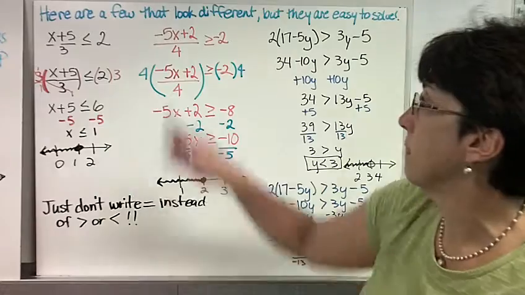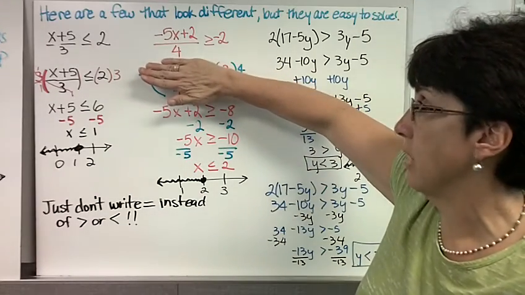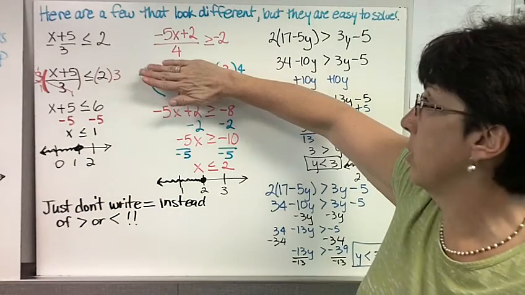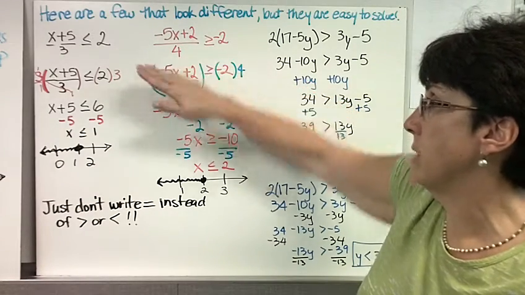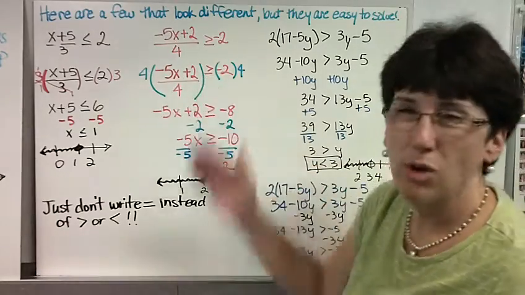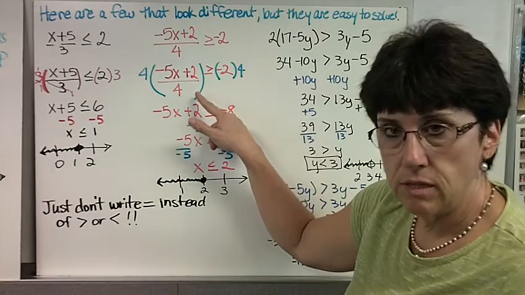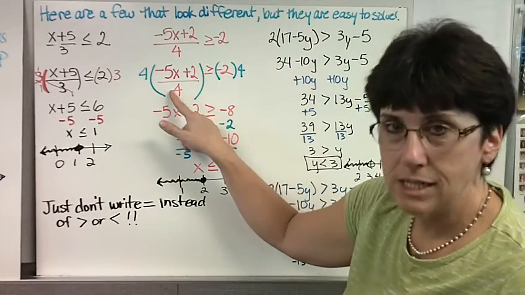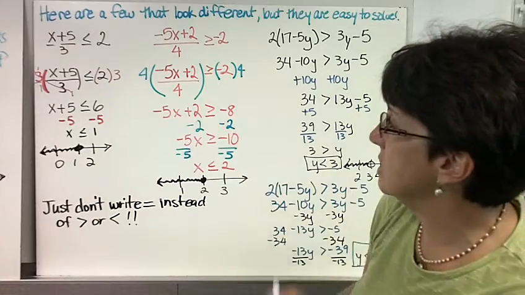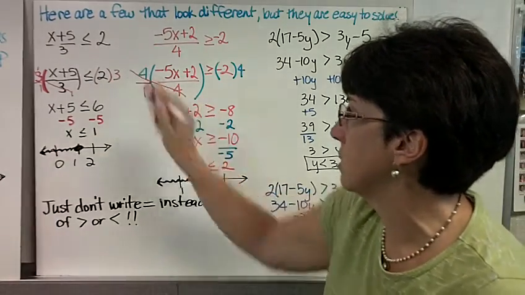Here's another problem. Negative 5x plus 2, the quantity of that, divided by 4, is greater than or equal to negative 2. Okay, I need to clear the denominator, so I put parentheses. I rewrote it so you could see it. You don't need to rewrite it. Put parentheses on both sides of the inequality. Multiply by the denominator. This is the same as 4 over 1, so these 4's cancel out.